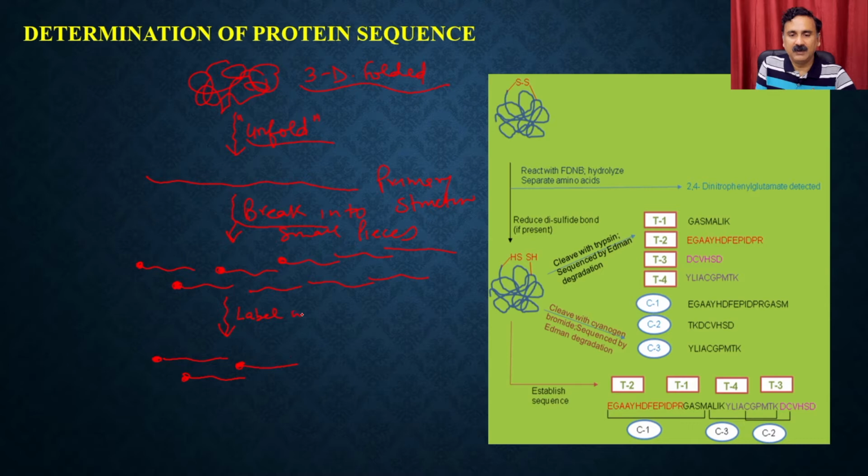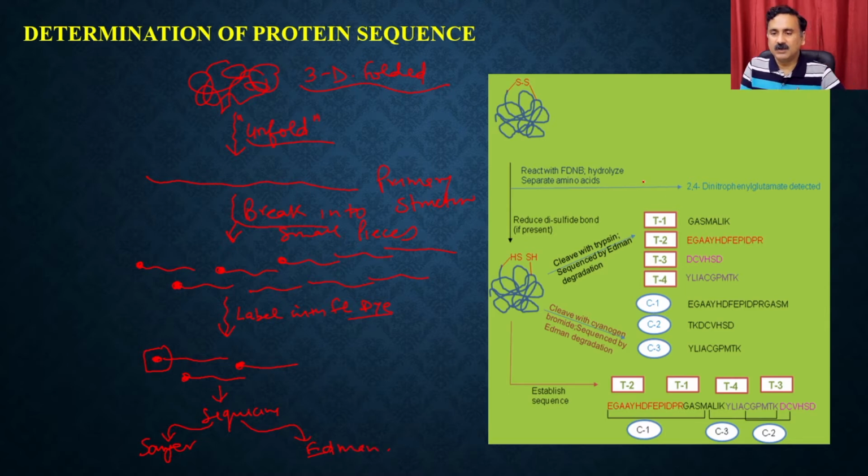You do the labeling with a fluorescent dye, and then you do the sequencing. Then you identify that labeled amino acid. That sequencing you can do by two methods: you can use the Sanger sequencing method, or you can use the Edman degradation method. This is what it is showing here.